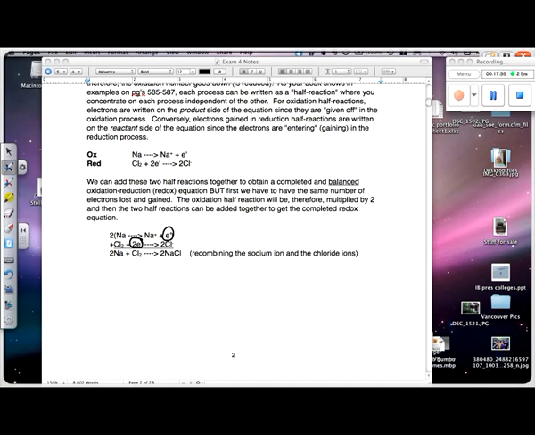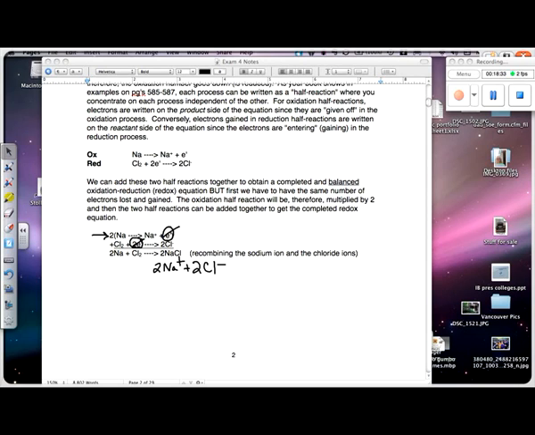So that is why in this oxidation half reaction, we're multiplying the whole equation by two, because I need two electrons here so that chlorine can gain them. Then when I add the two reactions together, the electrons cancel out, and I am left with two sodiums plus chlorine, make two sodium chlorides. And here, what I had was two Na+ plus two Cl-, and I merely put the two back together again, recombine the sodium and chloride ions.